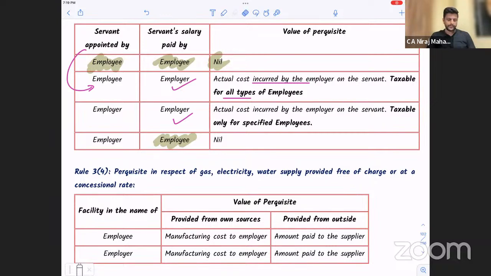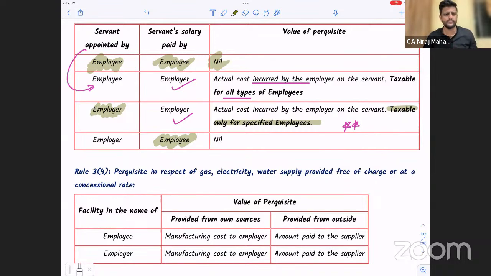But if the servant is also appointed by the employer as a part of the salary package, it is possible. While giving the job itself, in the offer letter, they have said we will allocate to you one or two domestic servants. So it is part of the package, isn't it? So, provided by the employer and paid by the employer, then, very important, it is taxable only for specified employees.